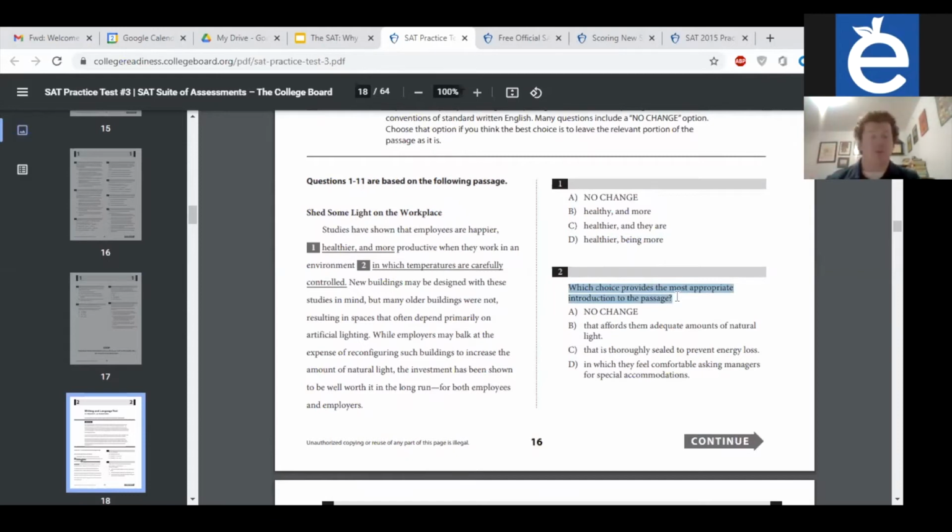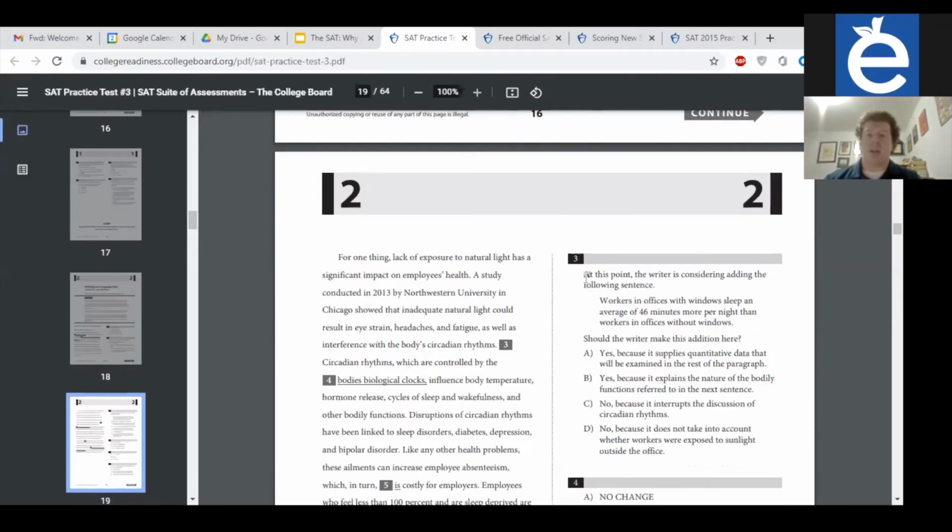This is a great example of a rhetoric question where we can't just apply a general rule to figure it out, but we have to think in terms of the structure of our passage. What is the concept being introduced? What makes one of these introductions more appropriate than the other? And this is probably going to require a little bit more context. We're going to have to read a little bit more of this passage.